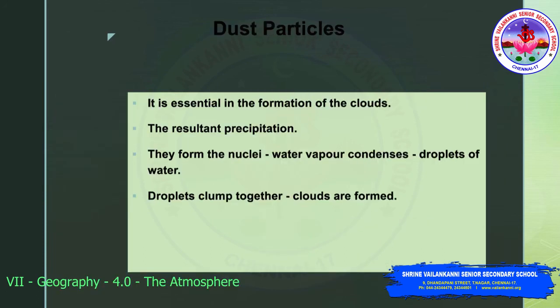The next one is dust particles, which are also needed for the formation of clouds, resulting in precipitation. These dust particles form the nuclei around which the water vapor condenses into droplets of water. When several such droplets clump together, the clouds are formed, which lead to precipitation.